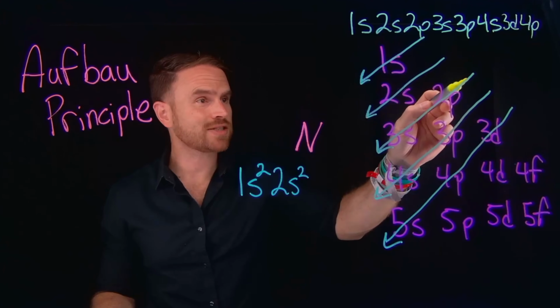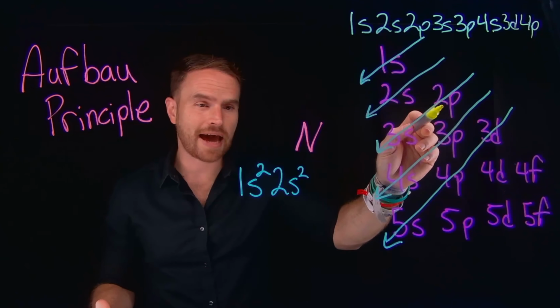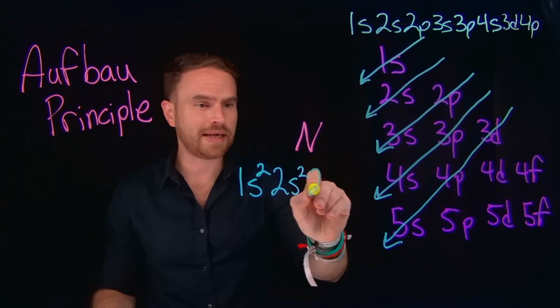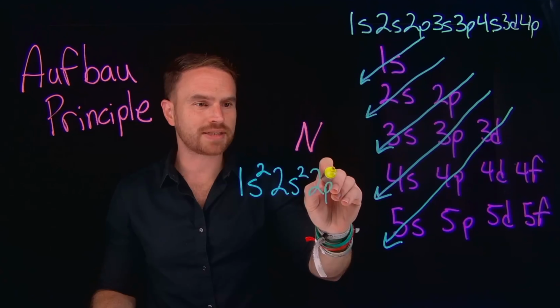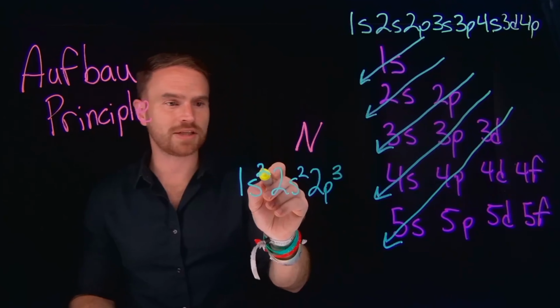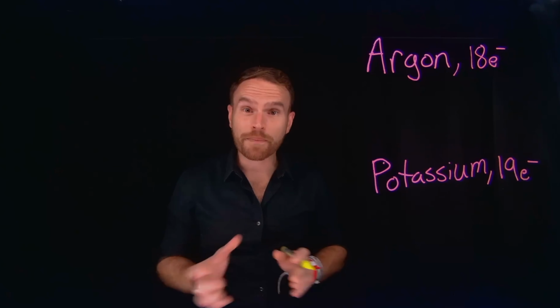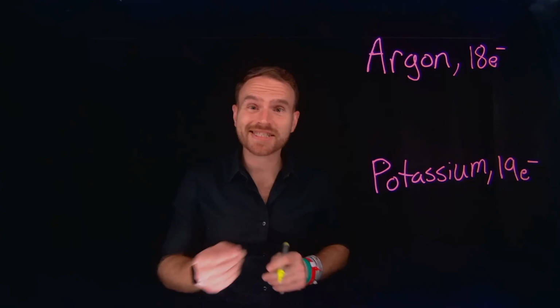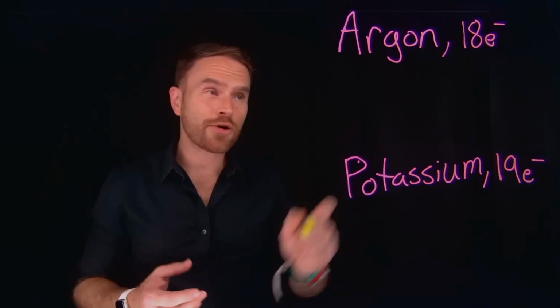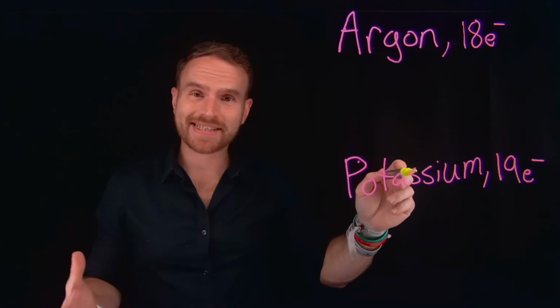So then the next orbital that will get filled, according to the Aufbau principle, will be the 2p orbitals, in which I can place 3 more electrons to give me 2 plus 2, which is 4, plus 3, which is 7 electrons. For bigger atoms with more electrons, this can start to become quite tedious. Consider argon, for example, which has 18 total electrons.